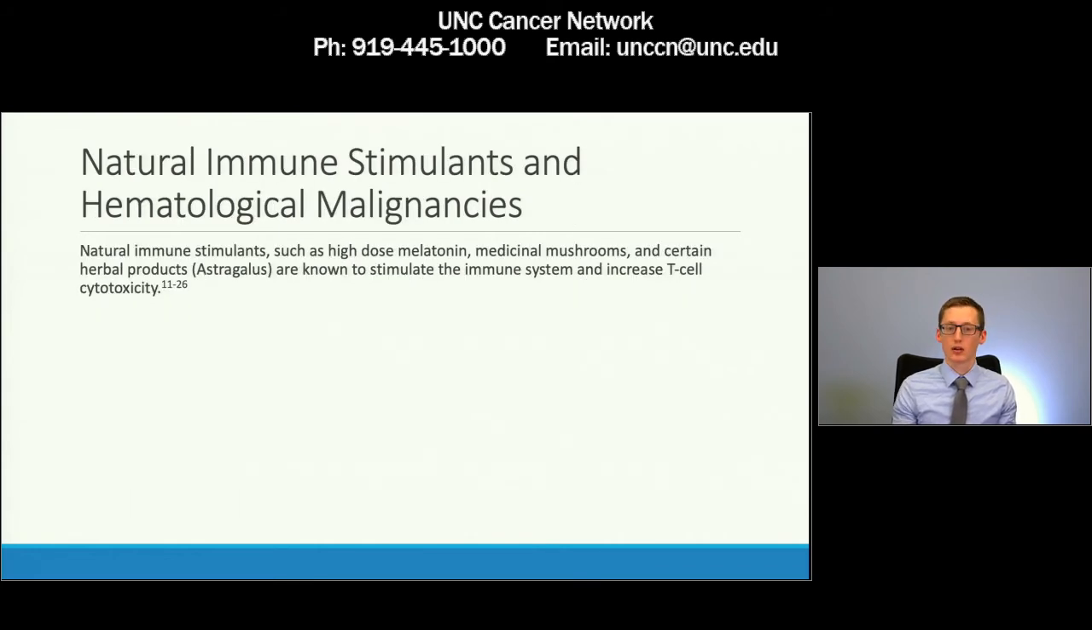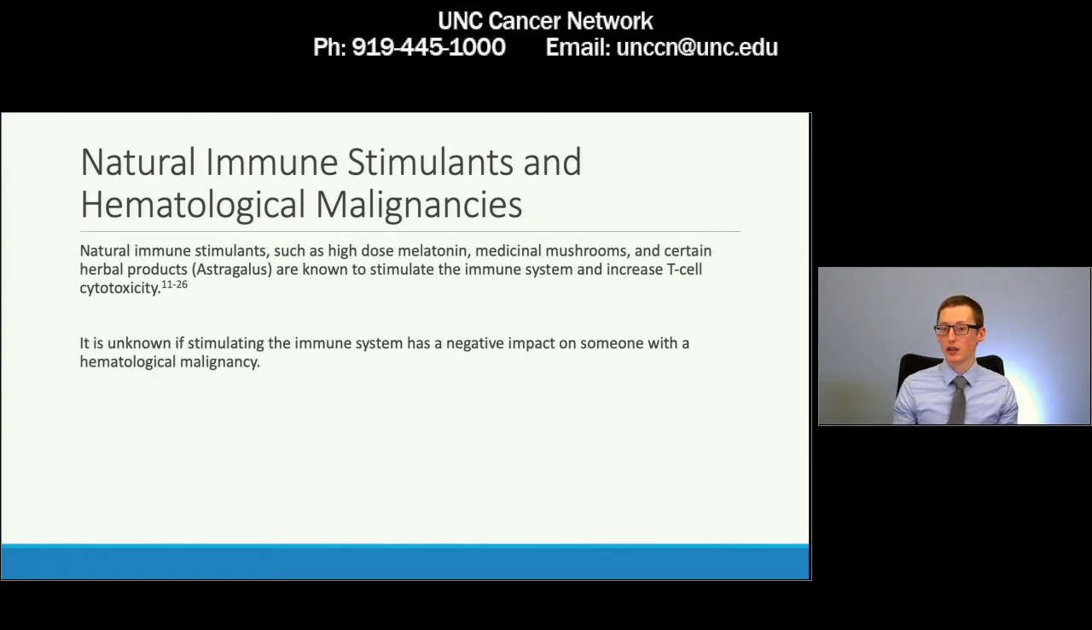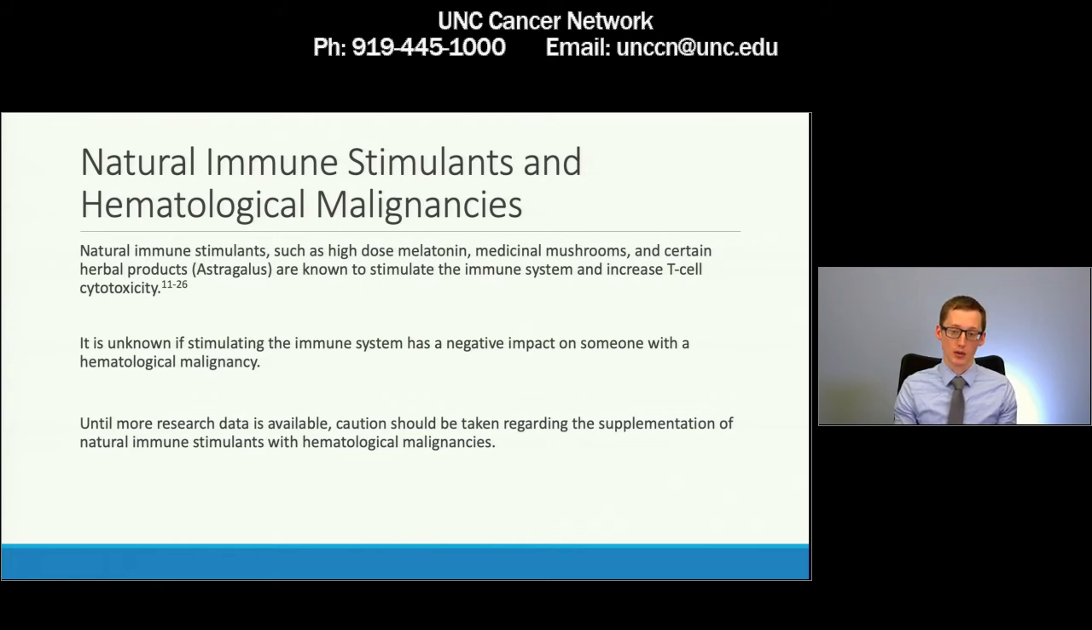And then I want to touch on the topic of natural immune stimulants and hematological malignancies. I mentioned high-dose melatonin can be considered a natural immune stimulant. Also things like medicinal mushrooms and certain herbal products like astragalus are known to stimulate the immune system and can increase T cell cytotoxicity. But it is unknown if stimulating the immune system has a negative impact on someone with a hematological malignancy. Someone with a hematological malignancy has cancer within their immune system. It's either within a certain type of cell or cell line or immune tissues. So we don't know if you take a natural product and boost the immune system, would it only increase good cells or would it also potentially increase bad cancerous cells? Again, we're not sure within the research. So until more data is available, caution should probably be taken regarding the supplementation of natural immune stimulants with hematological malignancies.